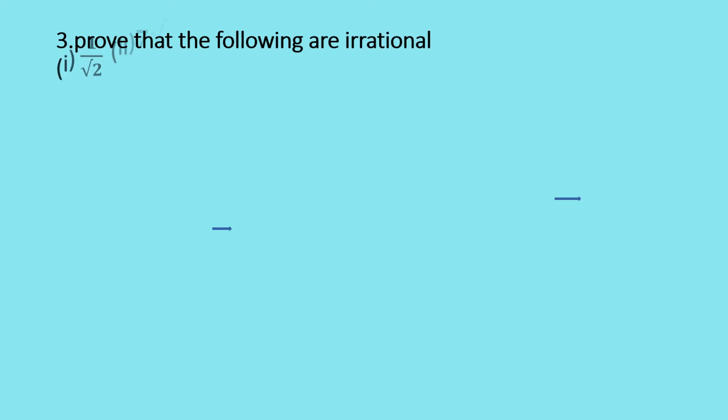Question number 3. Prove that the following are irrational. In that, question number 1, 1 upon root 2.